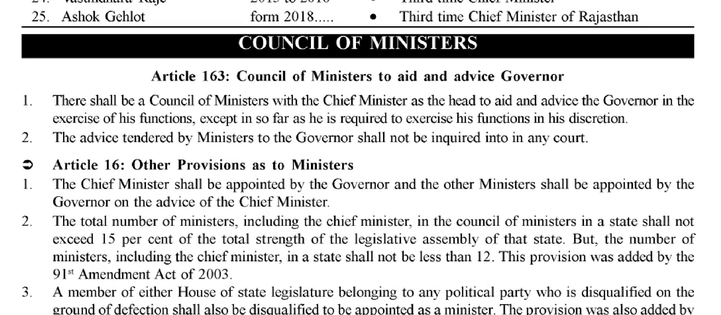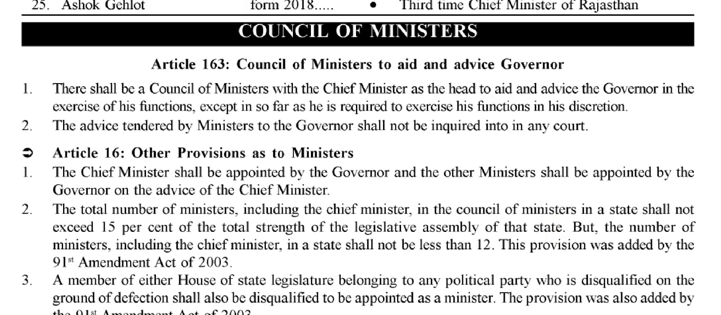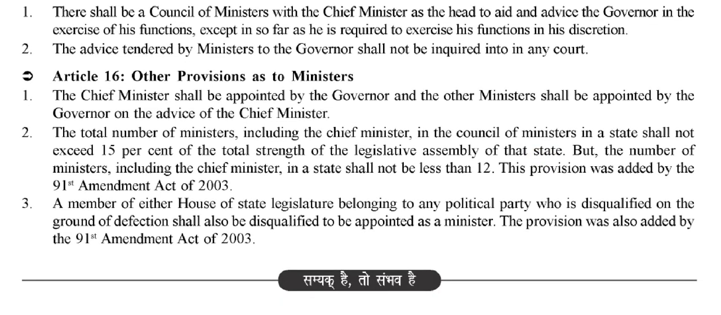Council of Ministers. Article 163. Council of Ministers to aid and advise the Governor. There shall be a Council of Ministers with the Chief Minister as the head to aid and advise the Governor in the exercise of his functions, except in so far as he is required to exercise his functions in his discretion. The advice tendered by ministers to the Governor shall not be inquired into in any court. Other provisions as to ministers: the Chief Minister shall be appointed by the Governor, and the other ministers shall be appointed by the Governor on the advice of the Chief Minister.